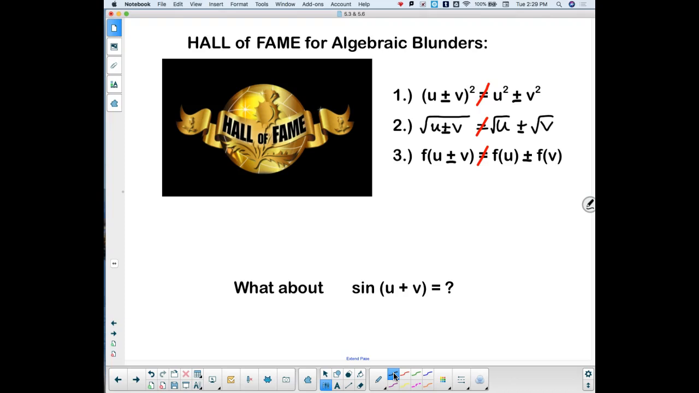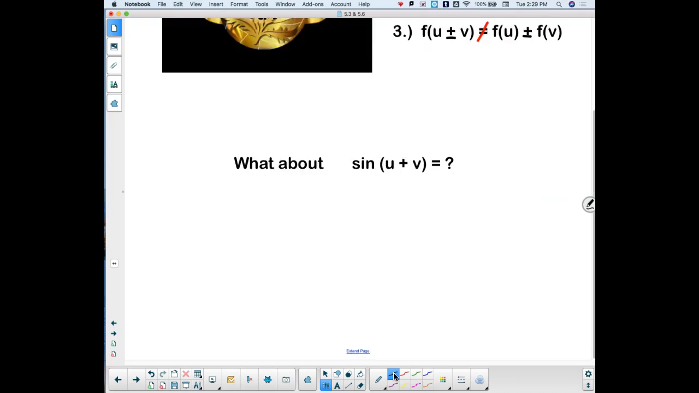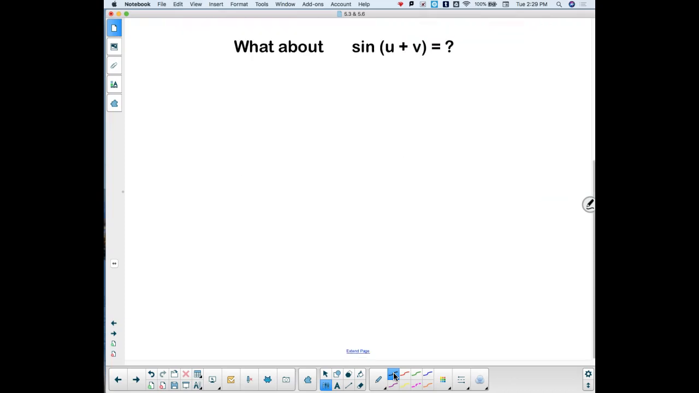Okay? We think, or lots of people think, that I just take the square root of the first one and subtract or add the square root of the second one. Okay? Likewise, the same thing if I'm putting it into function notation. So my question of the day today is: does the possibility exist for that same kind of blunder to happen with sine? Okay? So is this equal to the sine of u plus the sine of v?